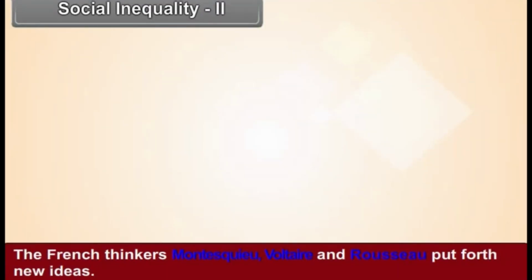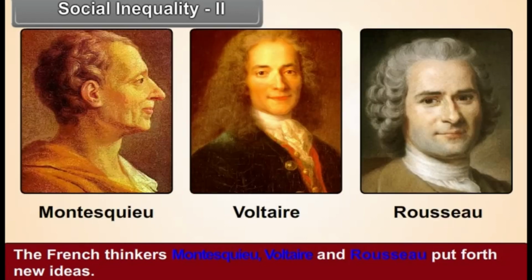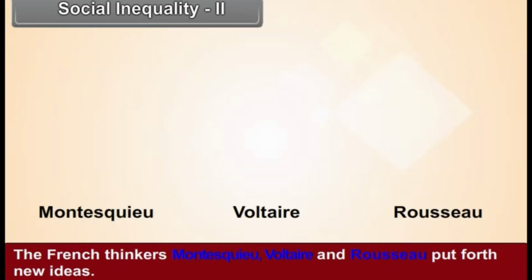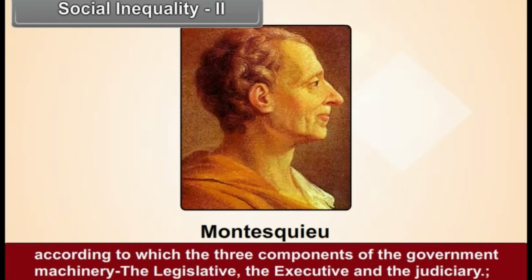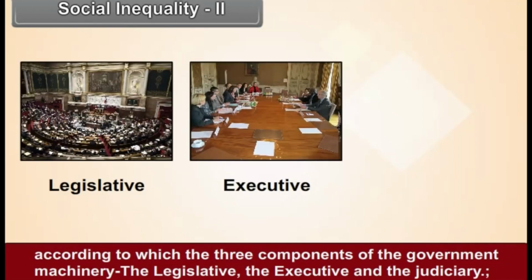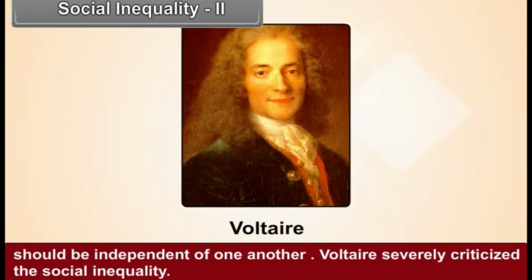The French thinkers Montesquieu, Voltaire and Rousseau put forth new ideas. Montesquieu put forth the theory of the separation of the powers, according to which the three components of the government machinery, the legislative, the executive and the judiciary, should be independent of one another. Voltaire severely criticized the social inequality.